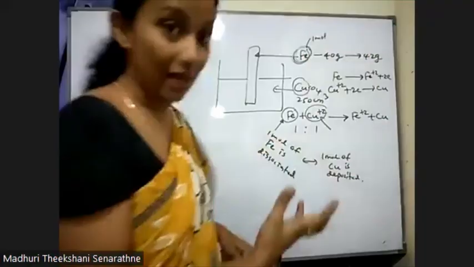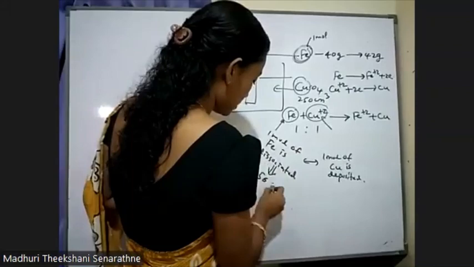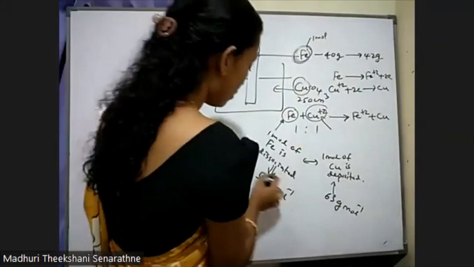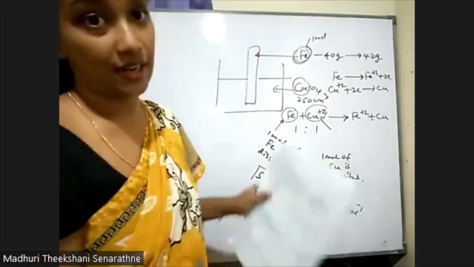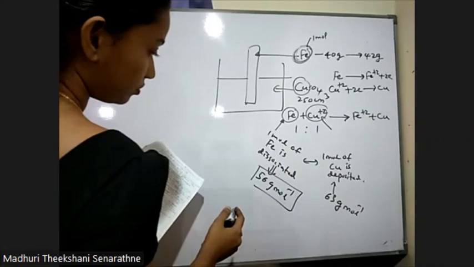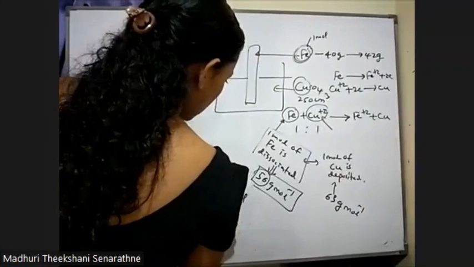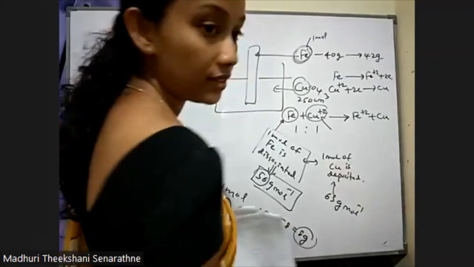Molar mass is the mass for one mole of any compound. Here, the molar mass of iron is 56 grams per mole. Copper is 63. So when 56 grams of iron is dissociated, 63 grams of copper is deposited. I think you got the point. When 1 mole of iron is dissociated, 1 mole of copper is deposited. For 1 mole of iron, an additional 8 grams of copper is deposited.